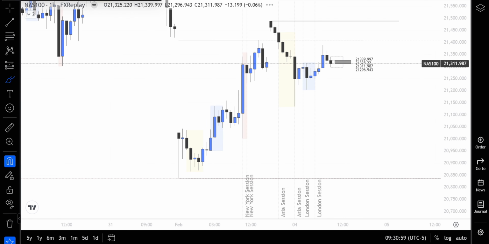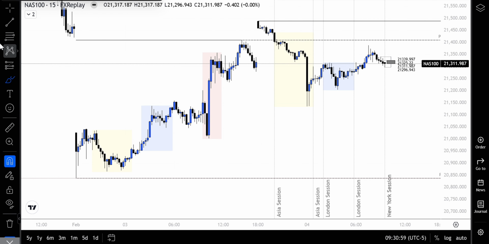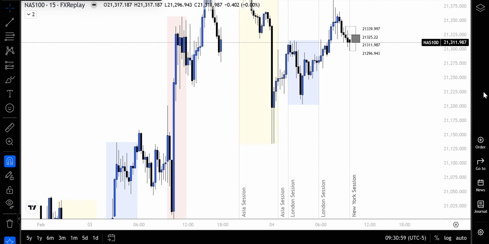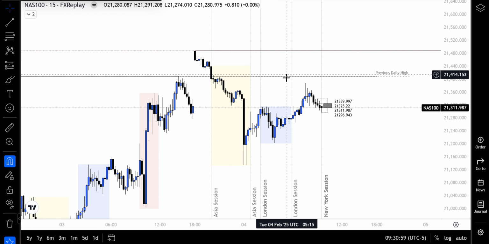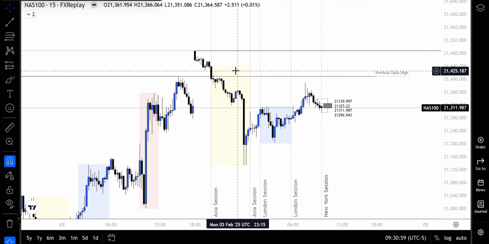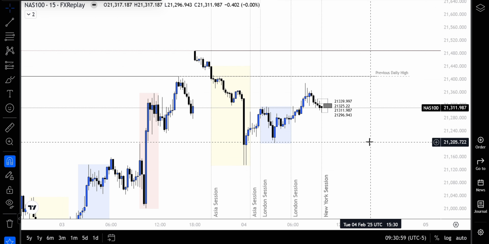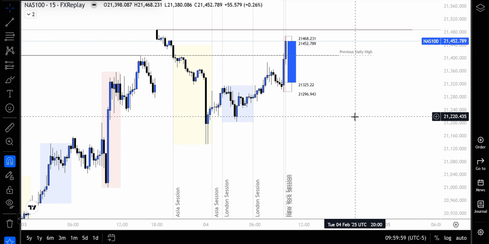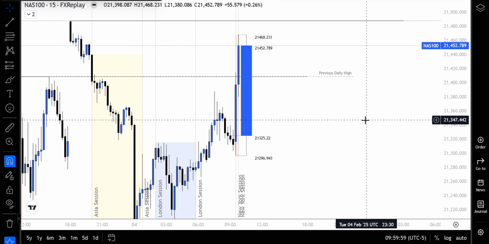And let's check the 15-minute. The 15-minute is also looking bullish. Therefore, it's a confirmation. Right, now let's see what happens. I'm going to switch to the 15-minute. Now let's see. All right, so it actually happened the other way.